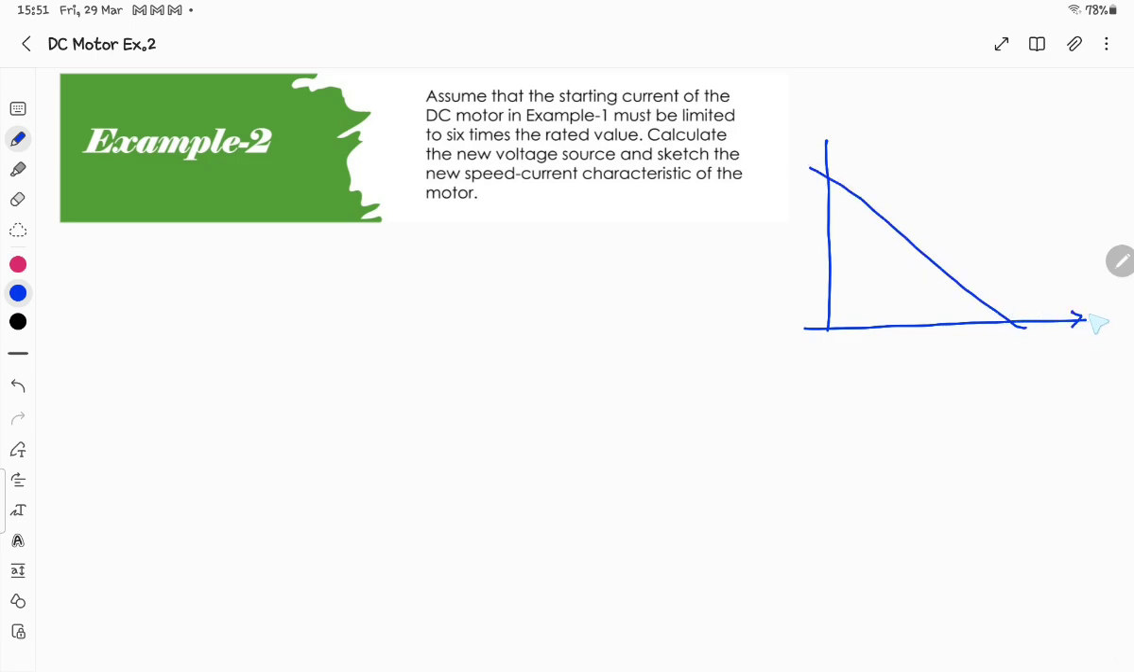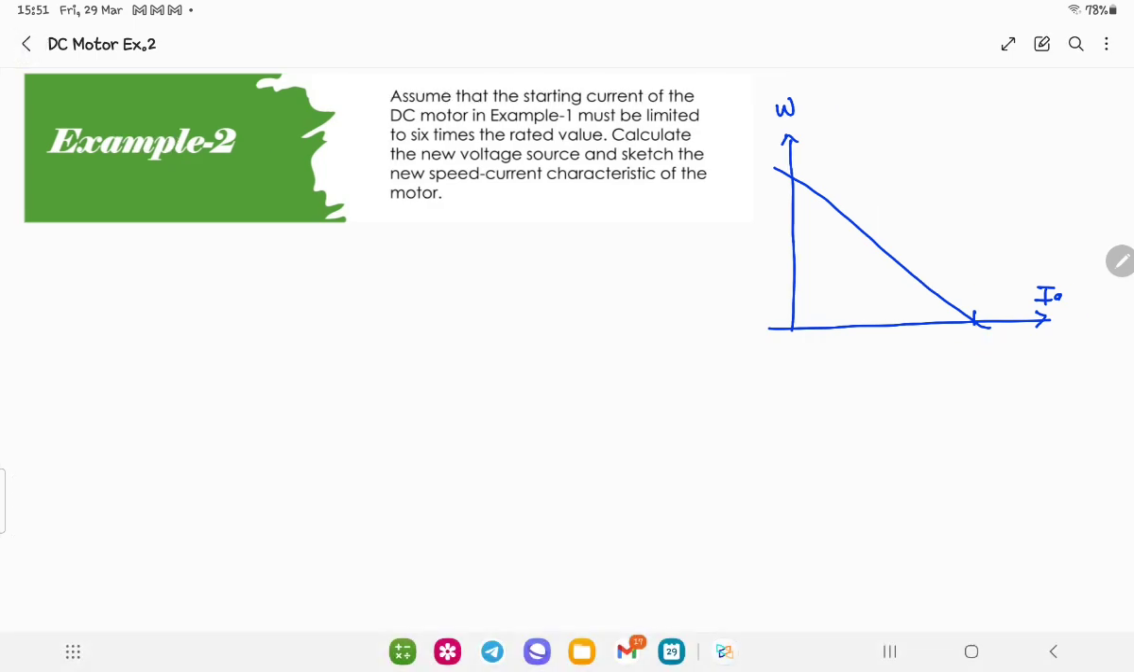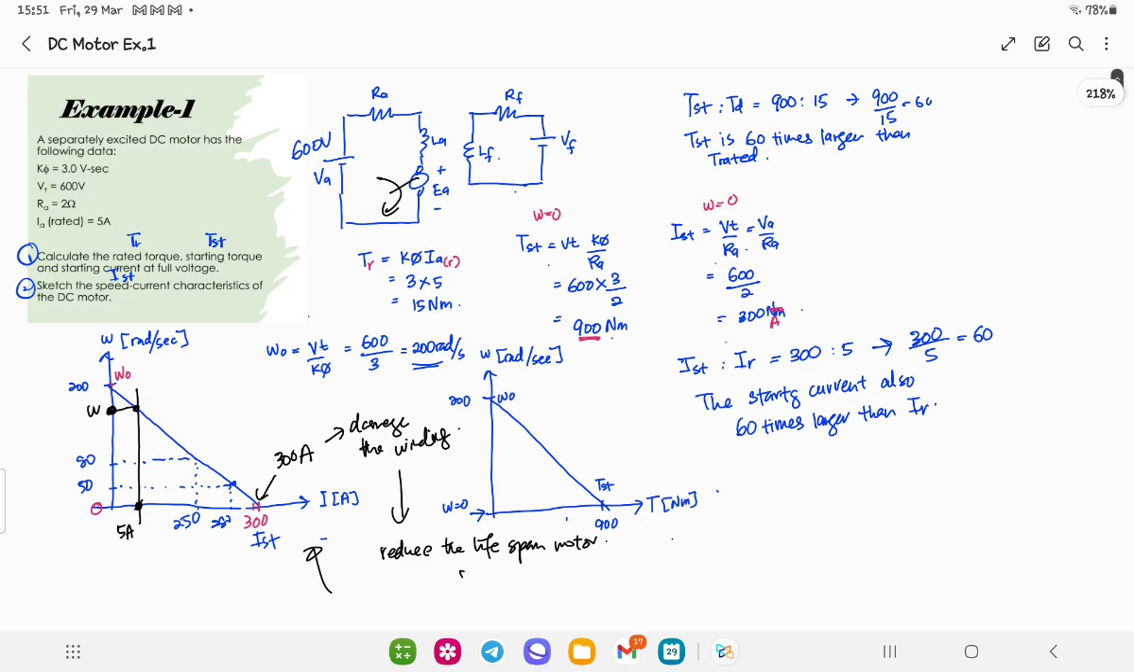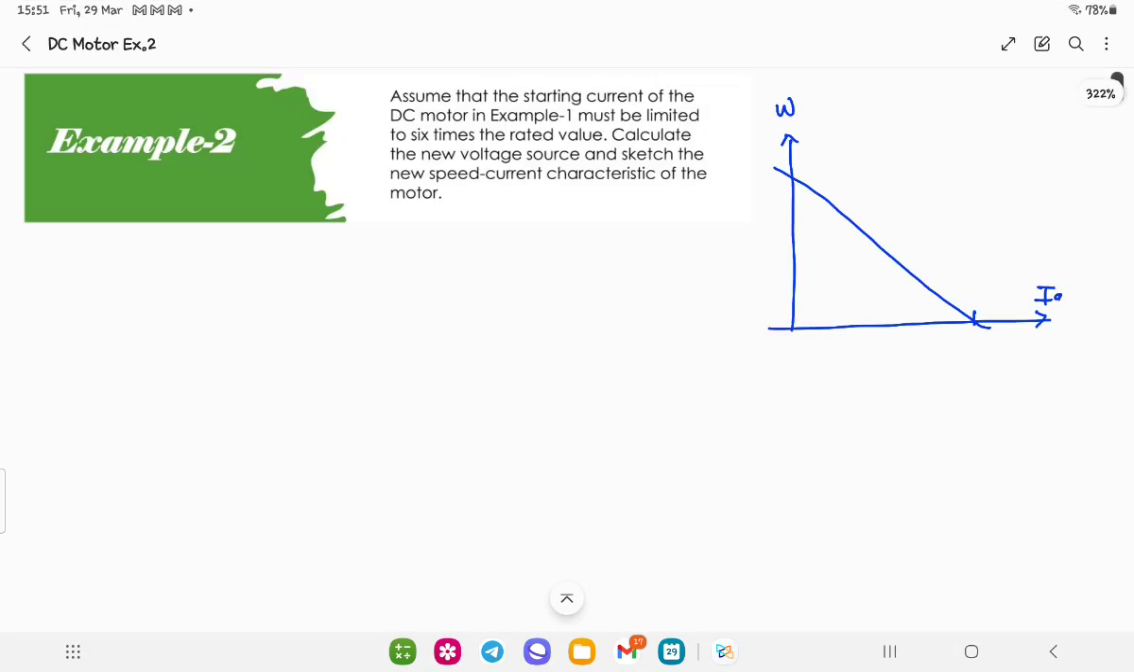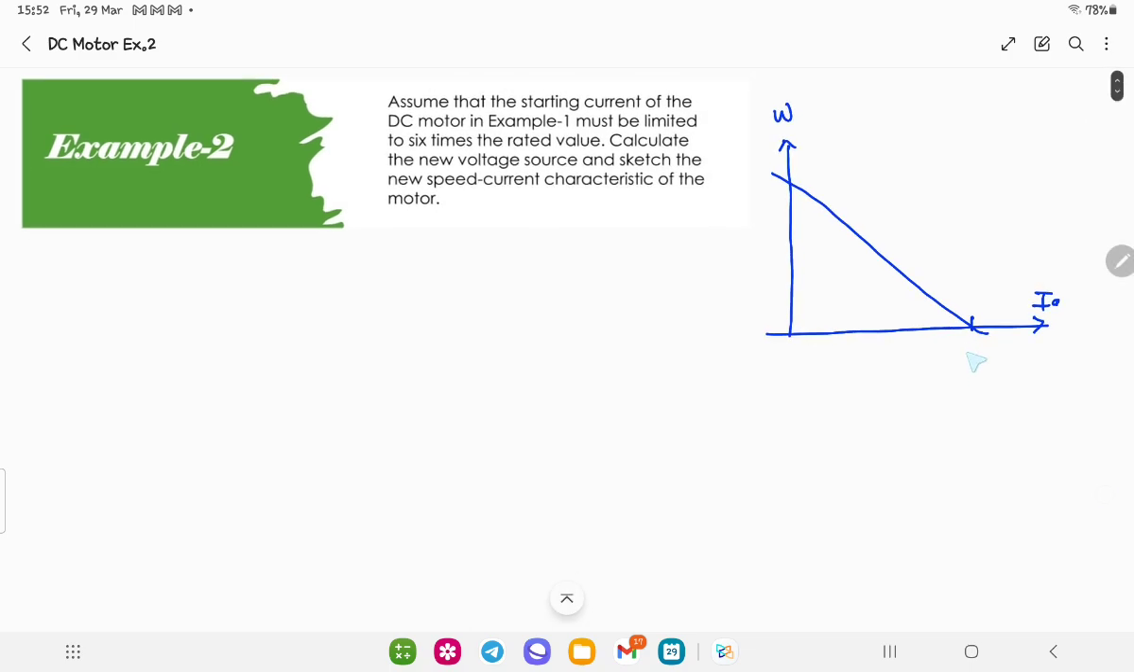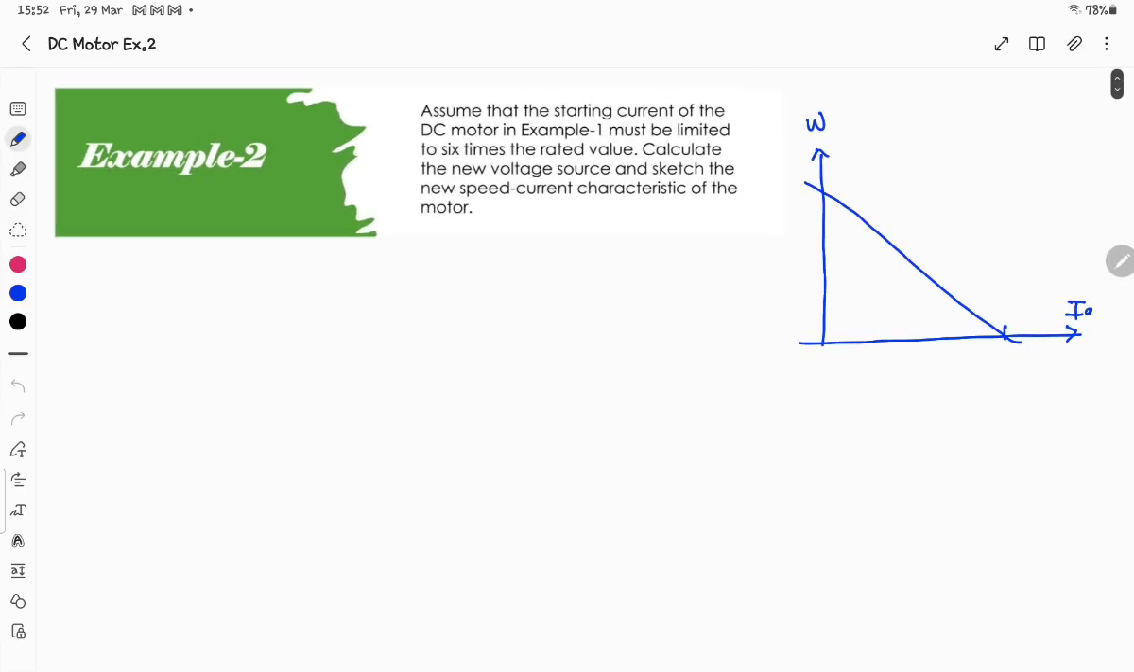Alright, so this is your current, this is your motor speed. Let's say that this is what we got previously, 300 and 200. So this one is 300 ampere and this one is 200 ampere.